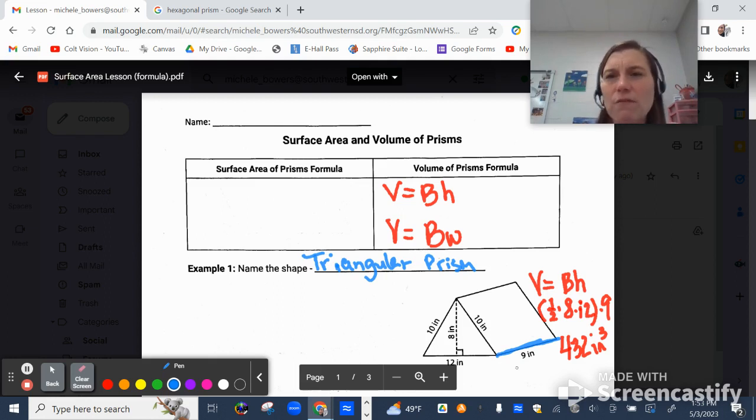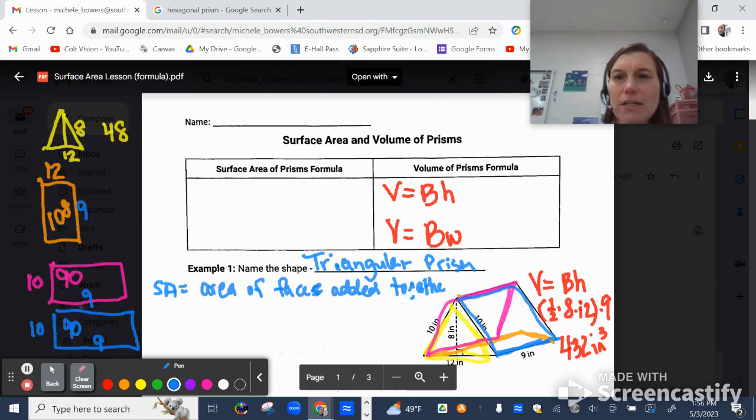But this is really focused on surface area. So one way to find surface area is to add up the areas of all the faces. So I could take this triangular prism and I could list out all the faces and add their areas. So I'm going to pause this video and show you what I mean.